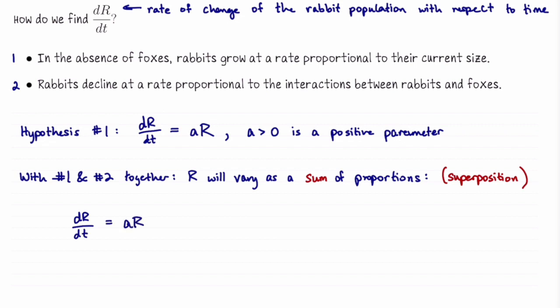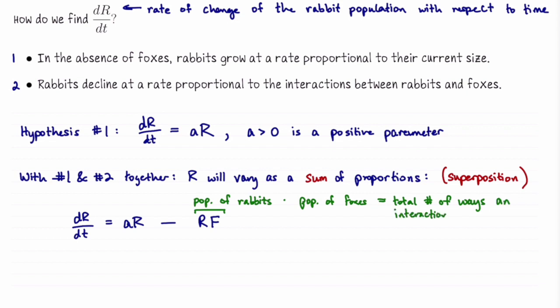And we're going to subtract a term, so it's going to be minus some term that measures how often the rabbits and foxes are likely to interact. What we do is we take the product of the rabbits with the foxes, because that tells us every possible way that we could have a fox and a rabbit interact. If we have 10 rabbits and 5 foxes, there are 50 ways to pair those up to have an interaction.